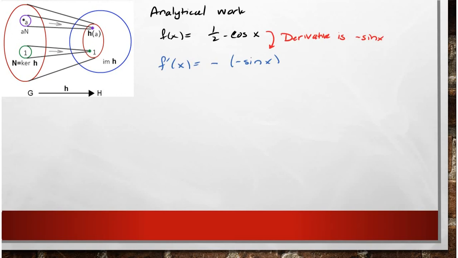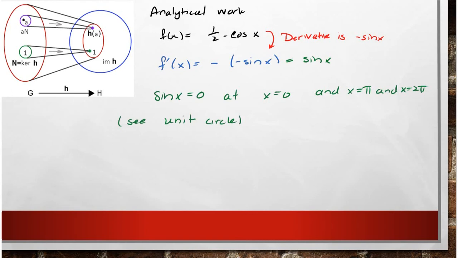What you do is you first take the first derivative, and the derivative of 1/2 is 0. The derivative of cosine is minus sine, but it still has a minus in front of it, so we get sine x. So that's the first derivative. Then I set the first derivative equal to 0. Between 0 and 2 pi, that happens at 0, pi, and 2 pi. And we can look at a unit circle just to remind you of that.